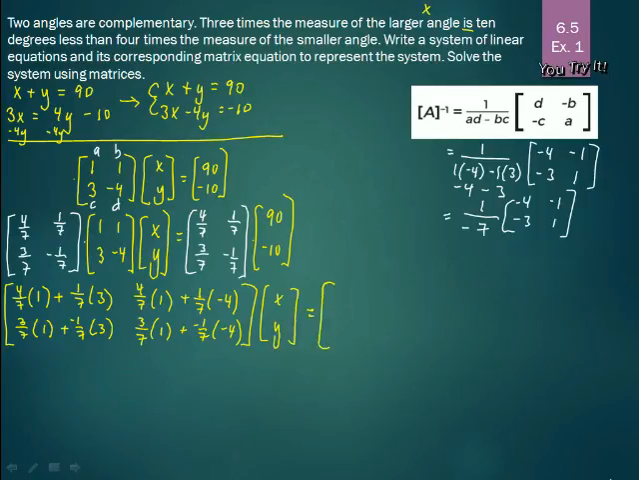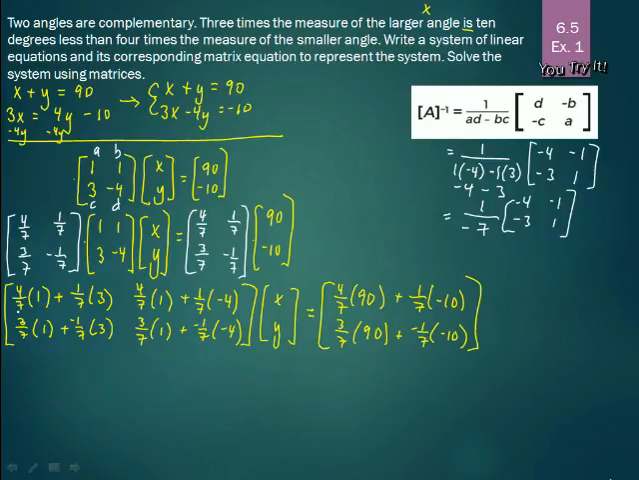Same deal. First row, we have 4/7 times the first entry in the column, 90, and then plus the second entry in the first row, 1/7 times negative 10 in the column. And then same thing, but now with the second row. So 3/7 times 90 plus negative 1/7 times negative 10. So now we can just plug in each of these terms into a calculator and simplify our answers.